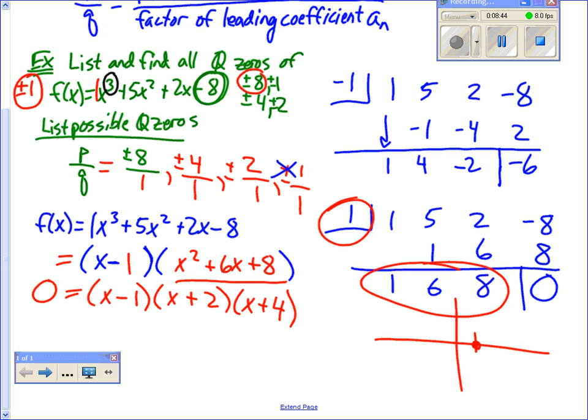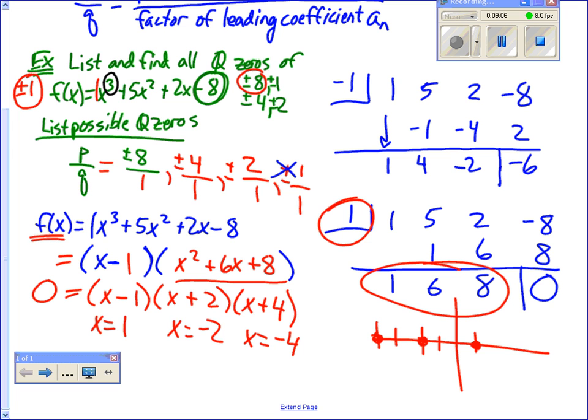Because to find an x-intercept, remember how you let f of x be 0, or y value be 0? So I have an x-intercept at 1, we already knew that, at -2 and at -4. So you hit at -2, and guess where else you hit? You hit at -4. Okay?